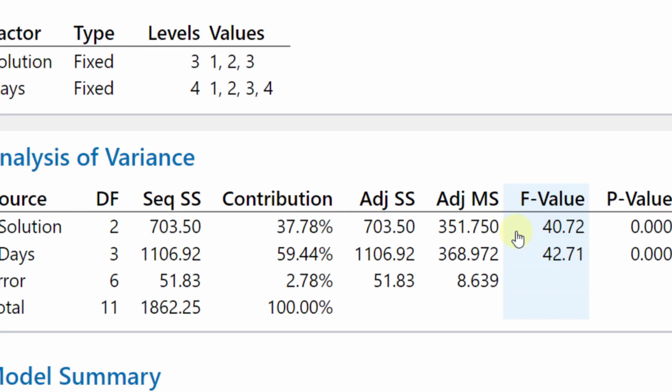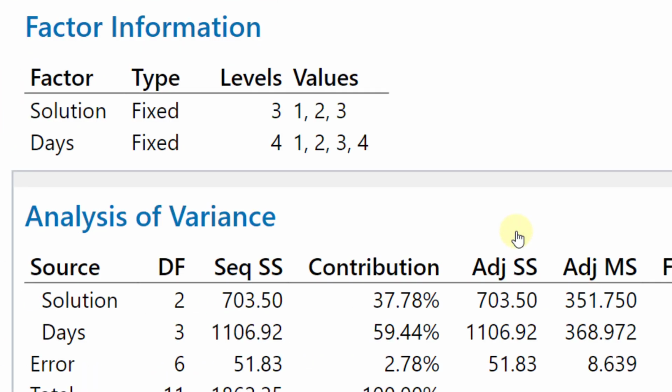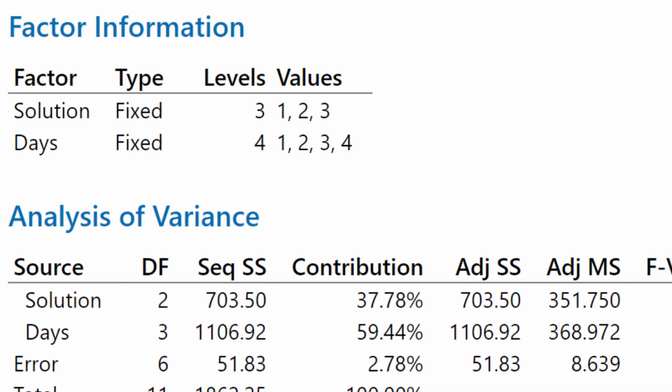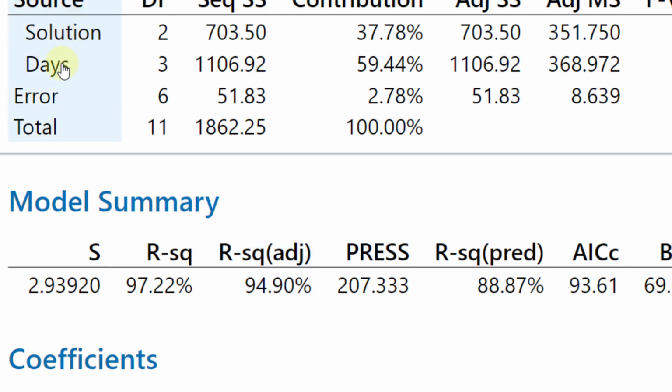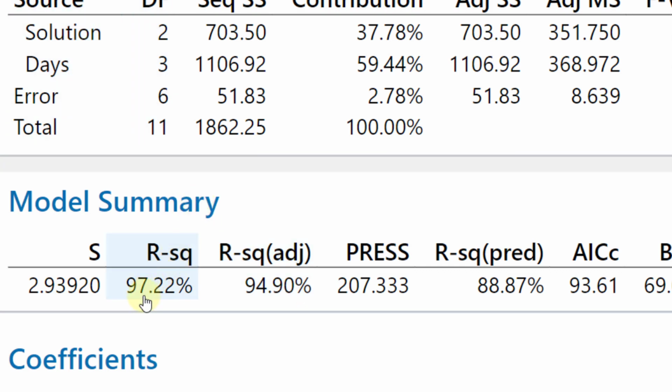For the model summary, it shows that 94.90% of the variation in the response variable, that is bacteria growth, has been explained by solution and days. R square is 97.22, which is a very good value. There is a very minute difference between both of them. In some papers we use R square, but mostly we use the adjusted R square.